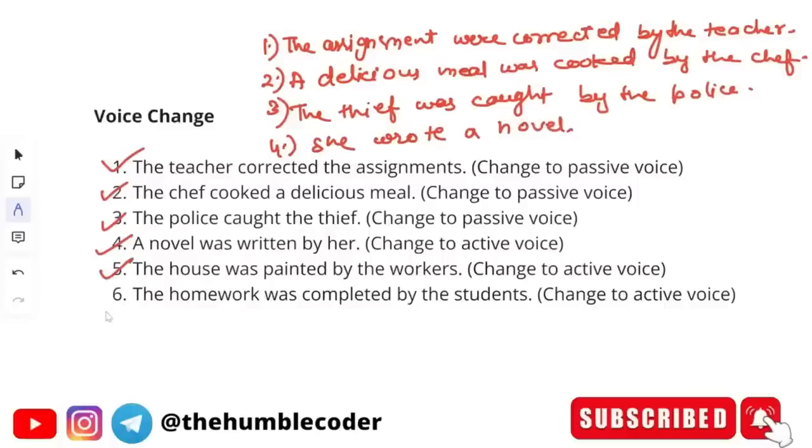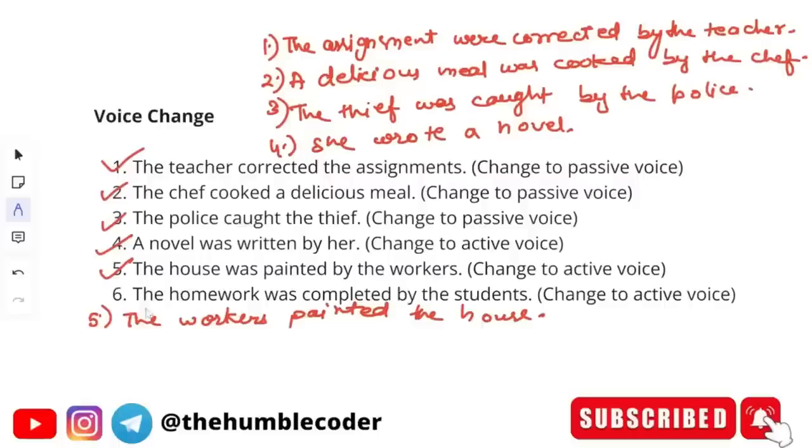The house was painted by workers. And again, this sentence we have to convert it to active voice. So the correct answer will be the workers painted the house.